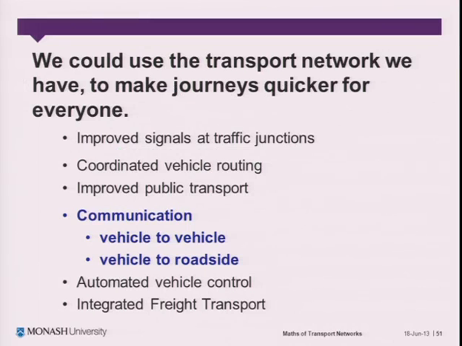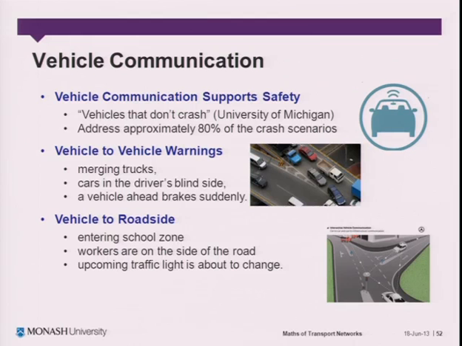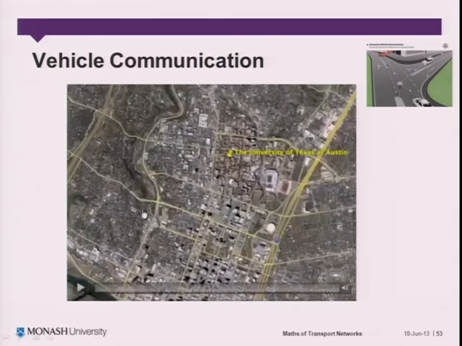The next enhancement really is around communication. There's communication from vehicle to vehicle, which is all about safety. Essentially, 80% of crash scenarios around unimpaired drivers could be addressed by vehicle-to-vehicle communication. You can get warnings in terms of what's happening around you. Plus, you can have warnings from the side of the road. Vehicle-to-roadside communication can help you understand what's happening in terms of school zones and, in particular, traffic light control. So I want to now have a look at the impact of vehicle communication on traffic lights.